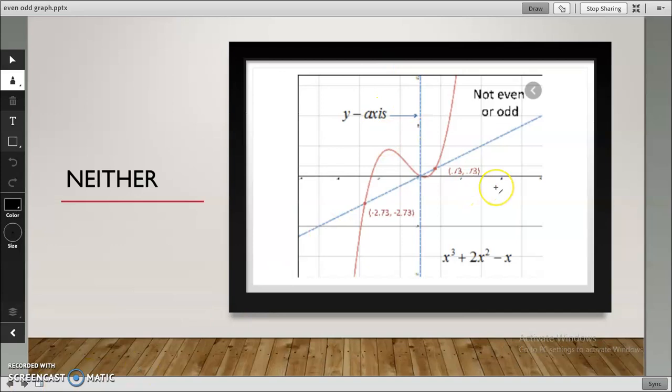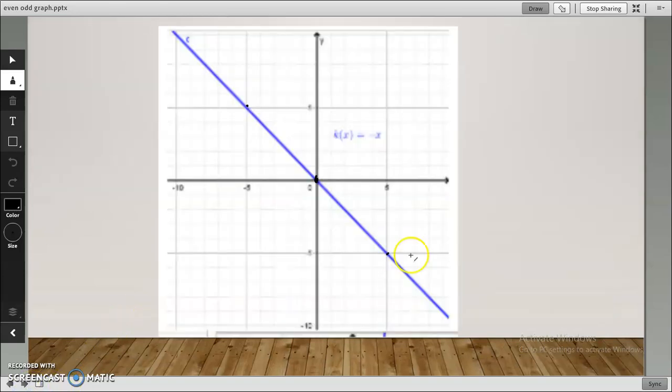All right, neither, it doesn't follow either rule. If I look at my y-axis, if I fold it across, it's not the same. And if I look at it diagonally, it's not the same. All right, so here's an example.